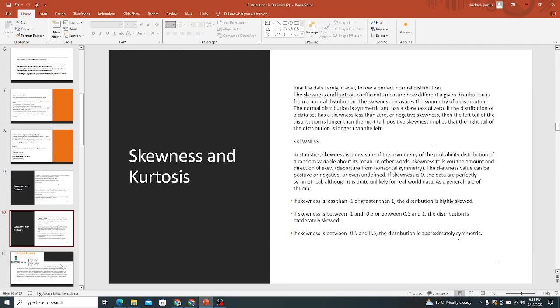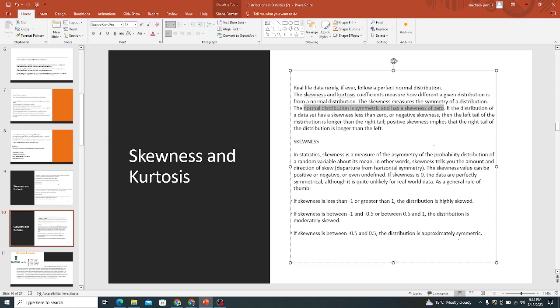Now let's go to kurtosis, or maybe more elaboration about skewness. In real life, data rarely, if ever, follow a perfect normal distribution. So the skewness and kurtosis coefficients measure how different a given distribution is from a normal distribution. Skewness measures the symmetry of a distribution. The normal distribution is symmetric and has a skewness of 0.